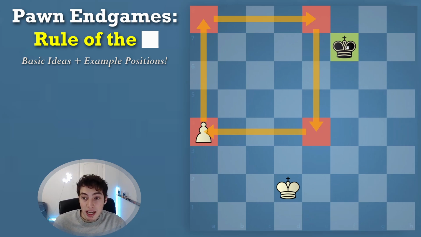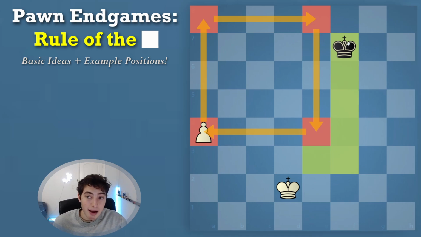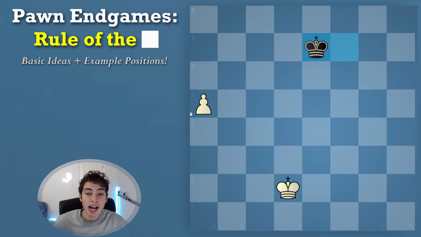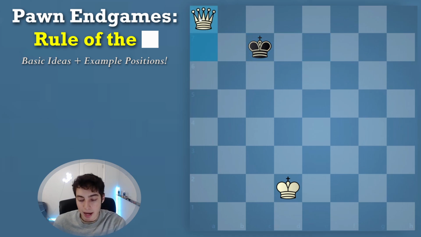So for example, if this king is anywhere here, it is outside of the square, and so the pawn can push. So in this example, it is not on the square or within the square, so a5, and indeed white is one tempo quick enough to promote and win the game.